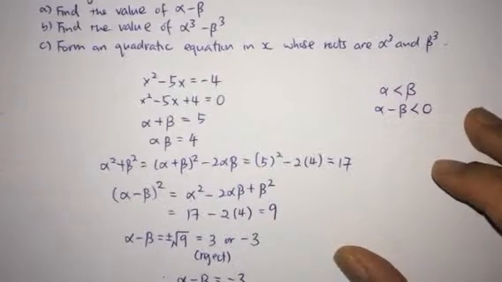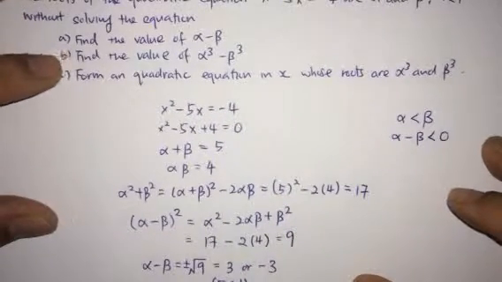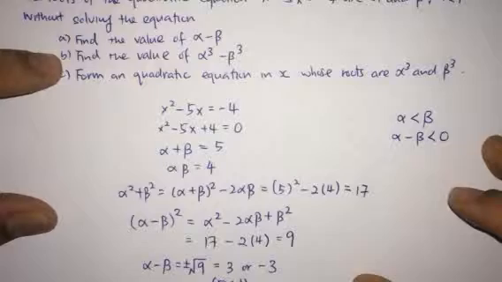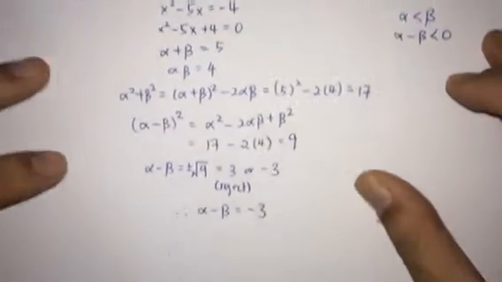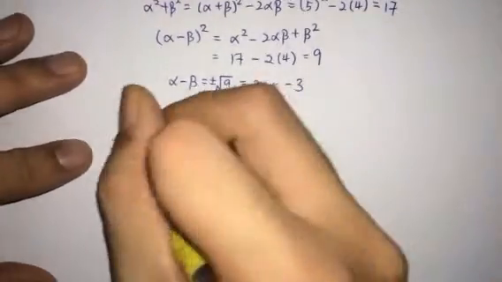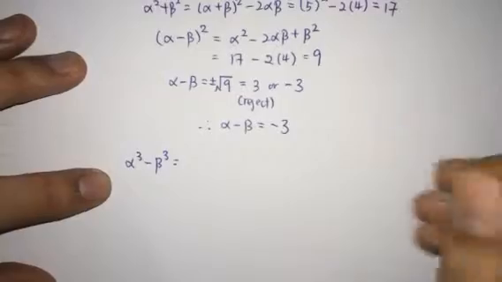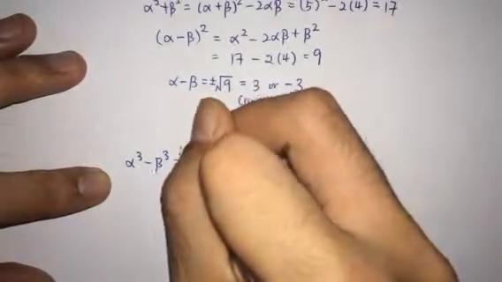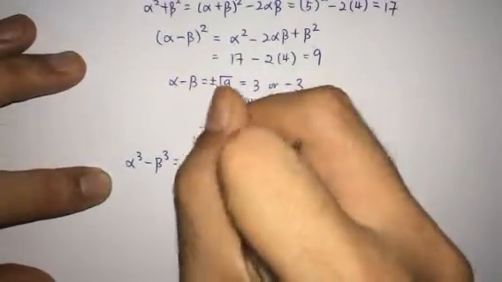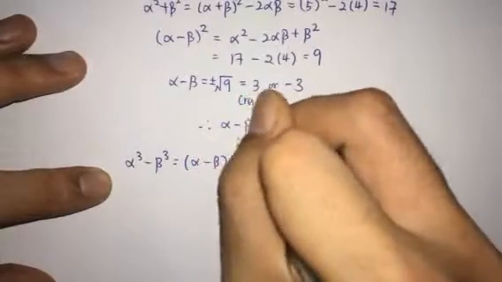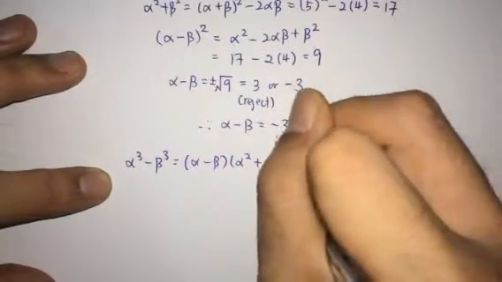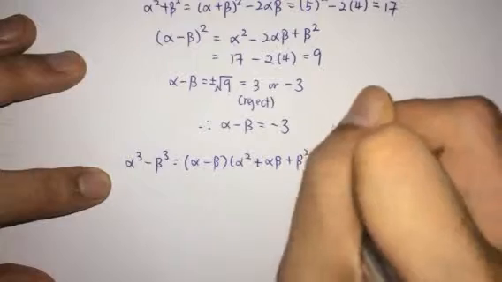Proceeding from here, let's look at part B. Part B requires us to find alpha cube minus beta cube. So, to find alpha cube minus beta cube, we will attempt to factorize this. This factorization you are supposed to memorize in your A maths. It will be alpha minus beta, times alpha square plus alpha beta plus beta square.